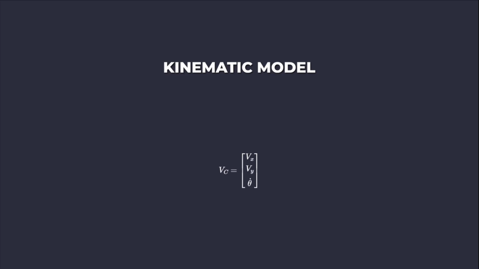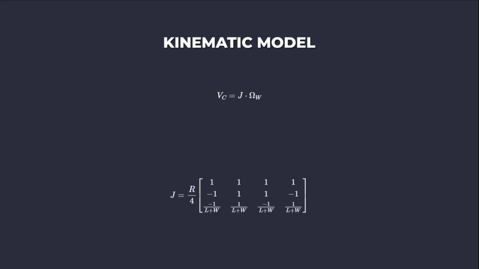The general kinematic model relates the desired chassis velocity vector vc, defined by vx, vy, and omega, to the required angular velocities of the four wheels, omega i. This relationship is linear and defined by a 3x4 Jacobian matrix, J. The equation is vc equals J times omega w, where omega w is the vector of the four wheel speeds. The matrix elements incorporate the wheel radius r, the chassis dimensions L and W, and the sign convention for the 45-degree roller angles. This matrix is the foundation for the inverse kinematics calculation, which is necessary for real-time control.